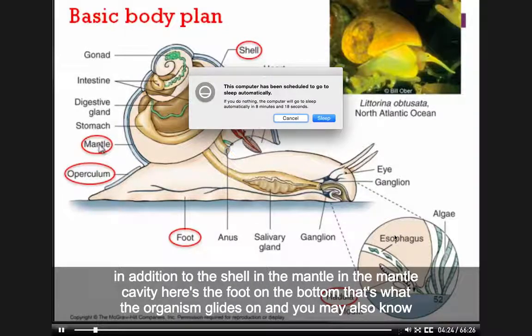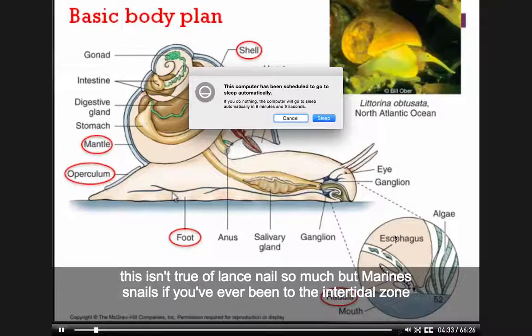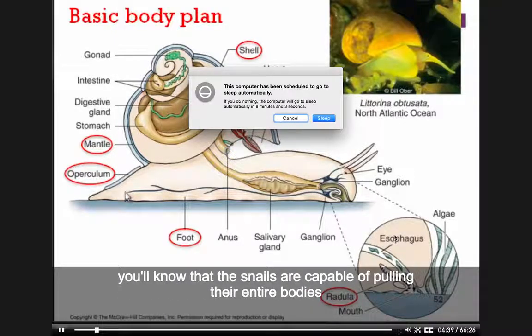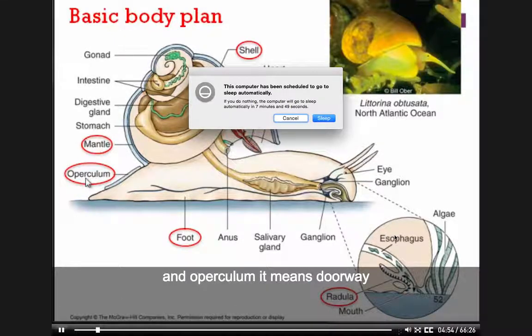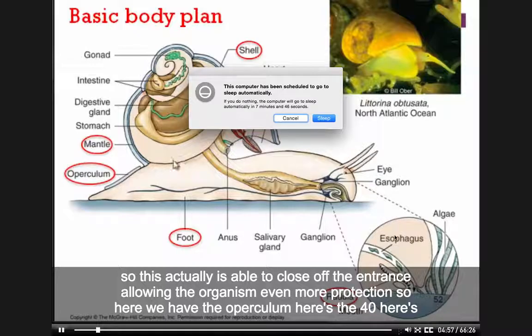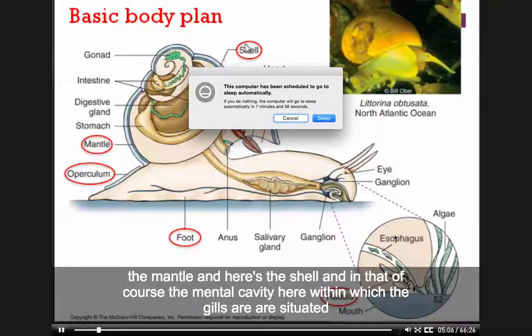In addition to the shell and the mantle cavity, here's the foot on the bottom. That's what the organism glides on. And you may also know, this isn't true of land snails so much, but marine snails, if you've ever been to the intertidal zone, you'll know that these snails are capable of pulling their entire bodies back into their shell. And when they do that, marine snails actually have this small piece of shell known as an operculum. And operculum means doorway. So this actually is able to close off the entrance, allowing the organism even more protection. So here we have the operculum, here's the foot, here's the mantle, and here's the shell.